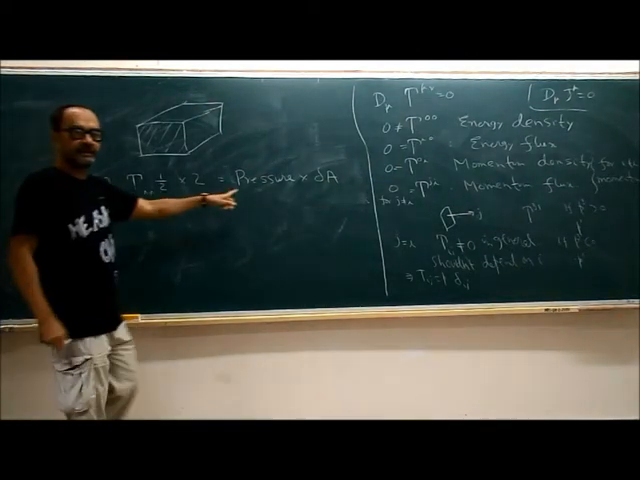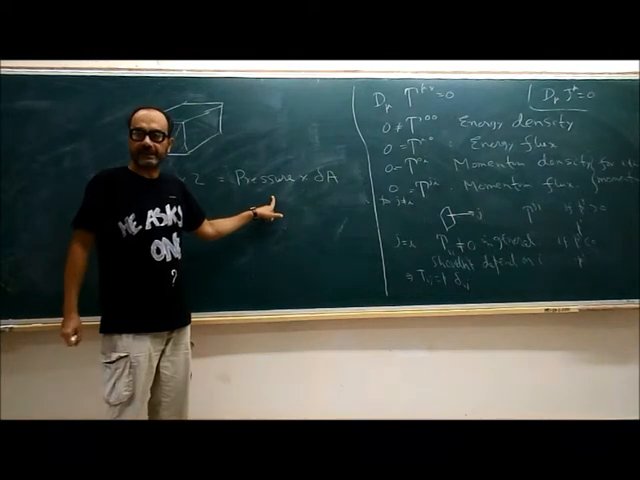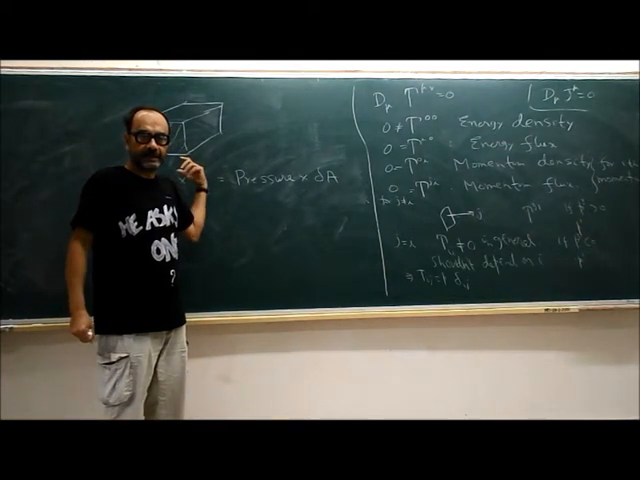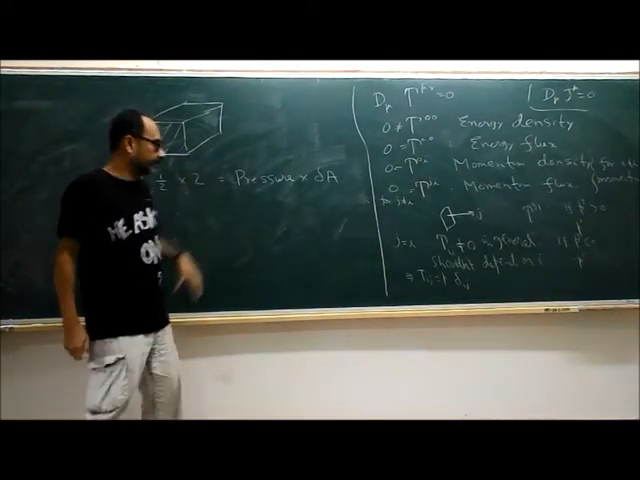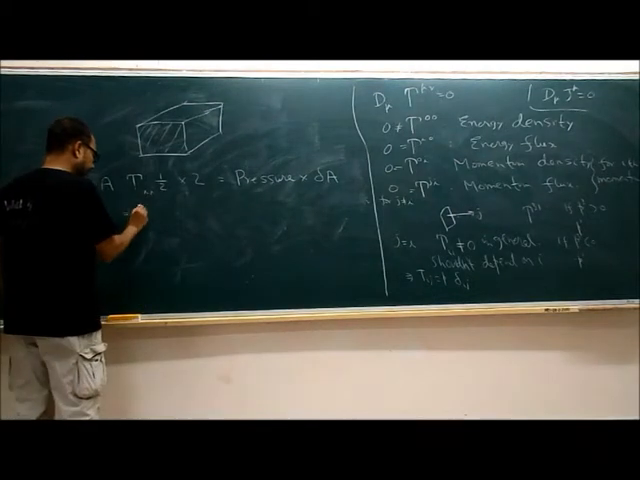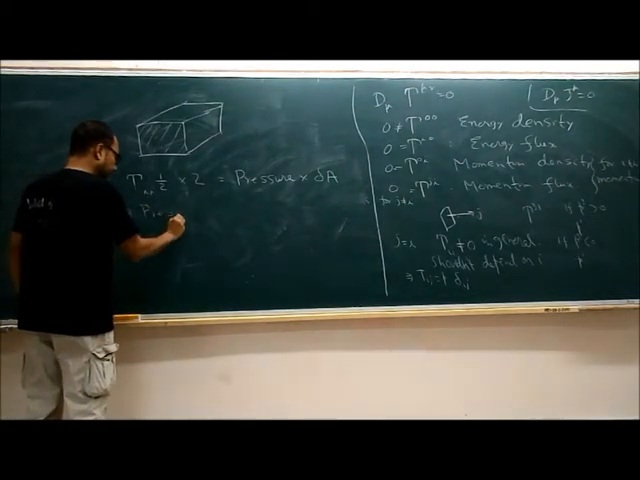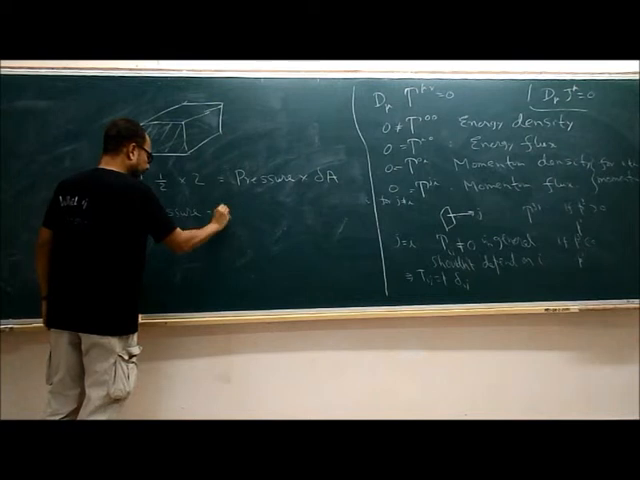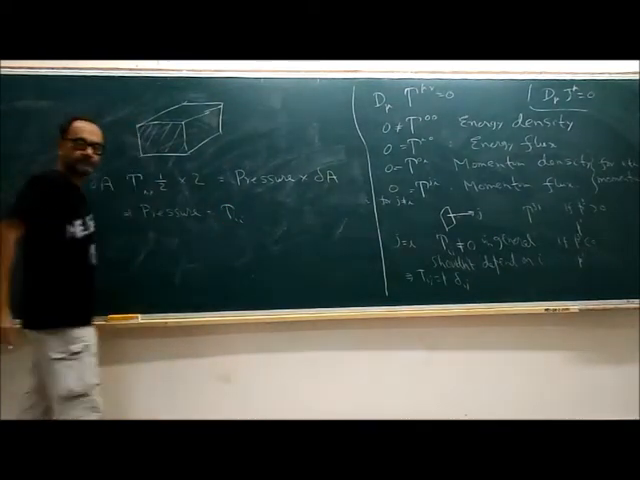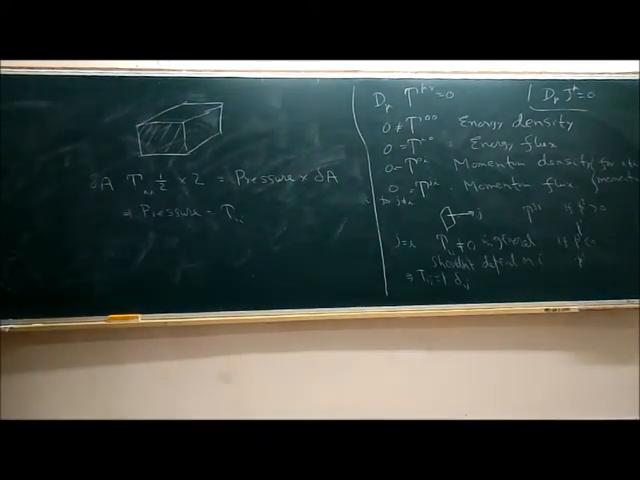So is this clear? This is what we normally call pressure, right? Force per unit area on this area. So this tells us that the usual pressure that we think of is indeed T_ii, and that's what we are calling P.